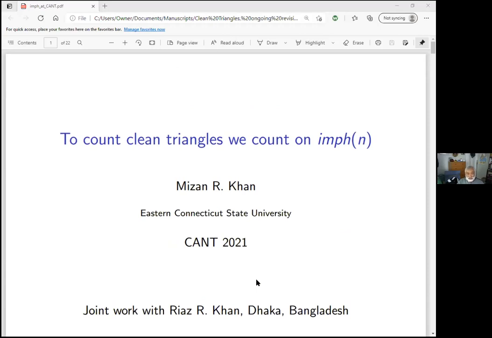I'm going to talk about some recent work that I did with my brother, who is now in Bangladesh. And in the course of doing this work on counting clean triangles, we had to come up with a variant on the Euler phi function. I'll talk about all of this.